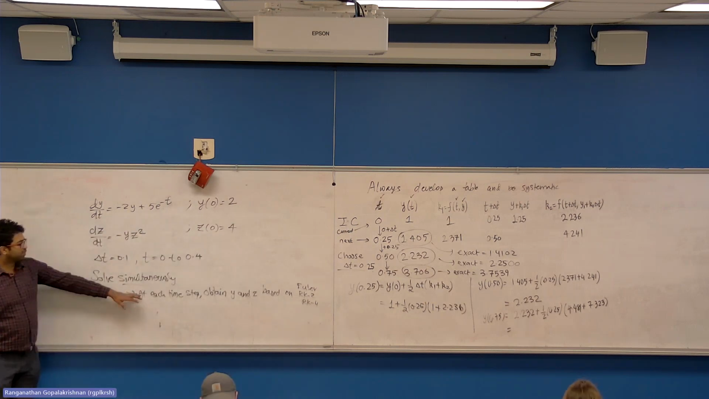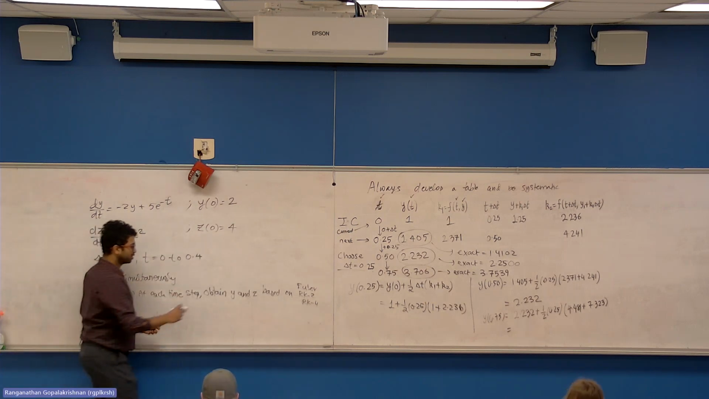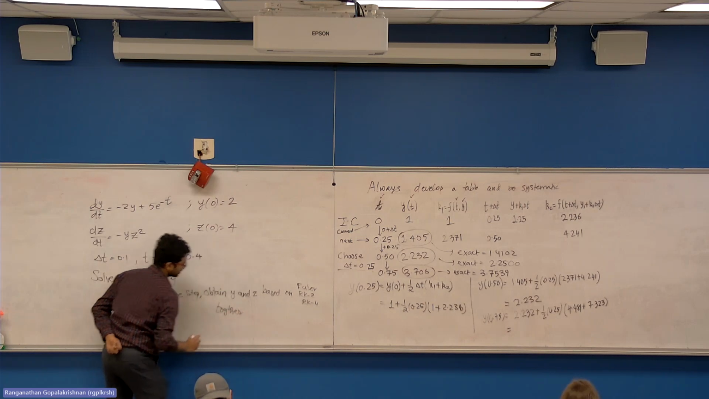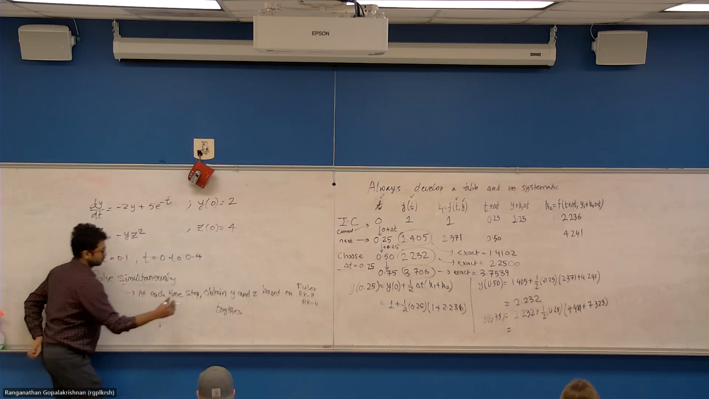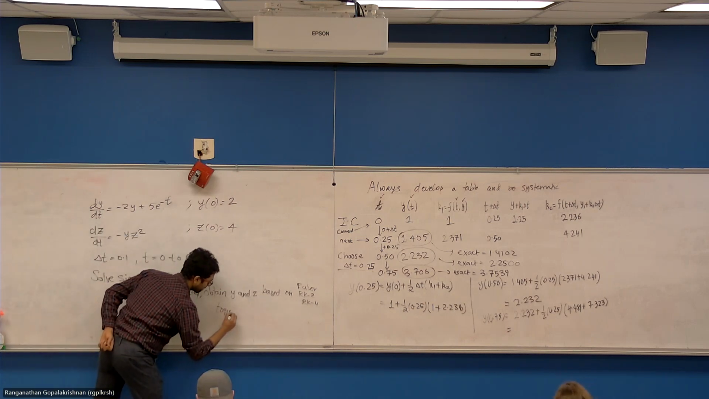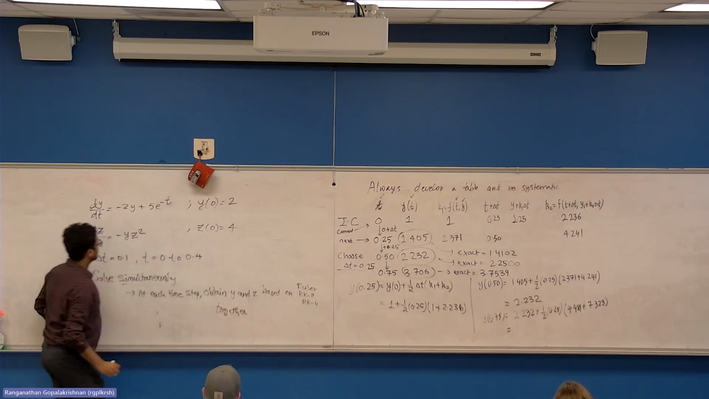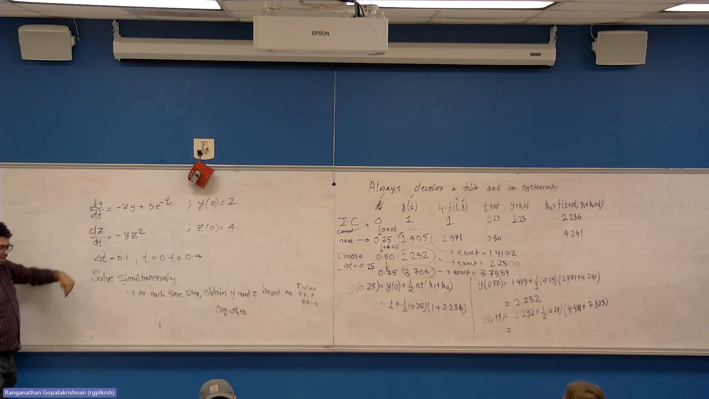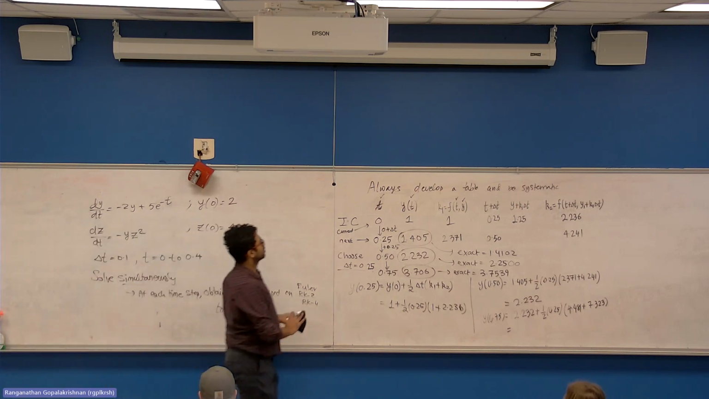That is, at each step, you have to obtain y and z based on each method together before moving to the next time step. That is, you can't just solve y first and then solve z separately. At each step, you have to get both of them. Okay. So the table for this will look like this.